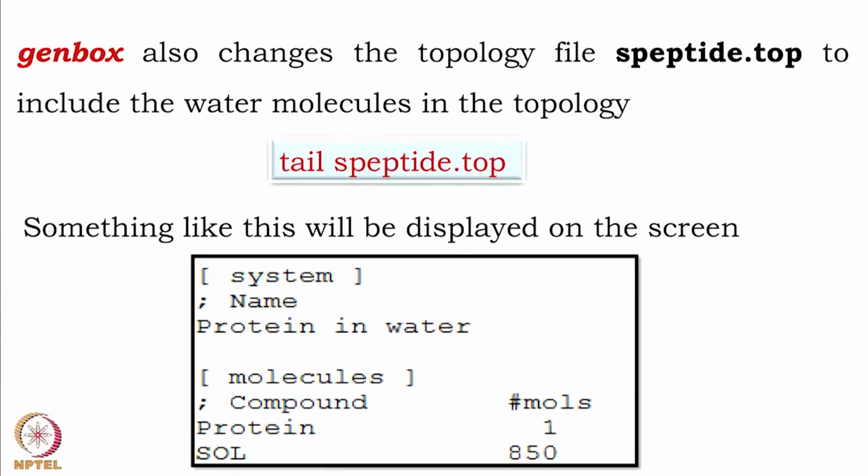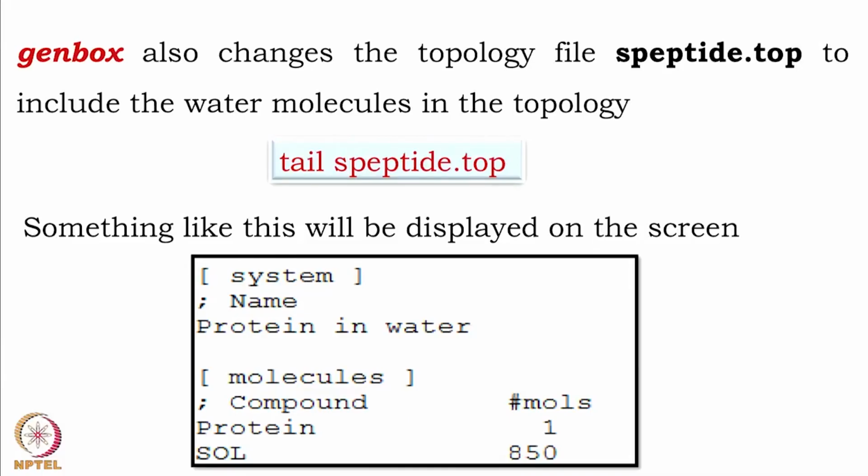Initially, when we have a look in the s-peptide.top, when we generate it using the command using only the PDB file of s-peptide, we will just have protein in the topology file, we will not have solvent. So this 850 is the number of molecules, the number of solvent molecules that has been added in the simulation box.